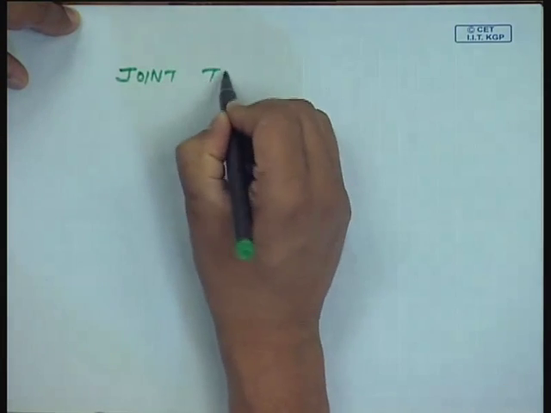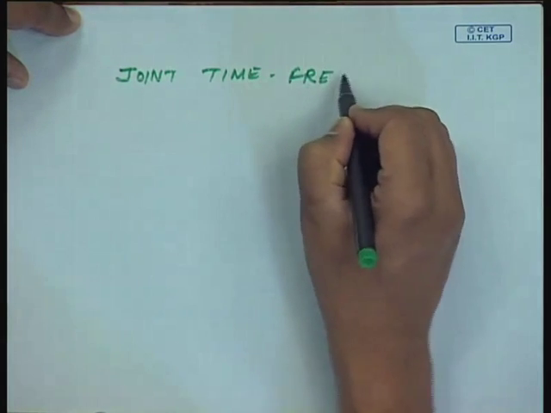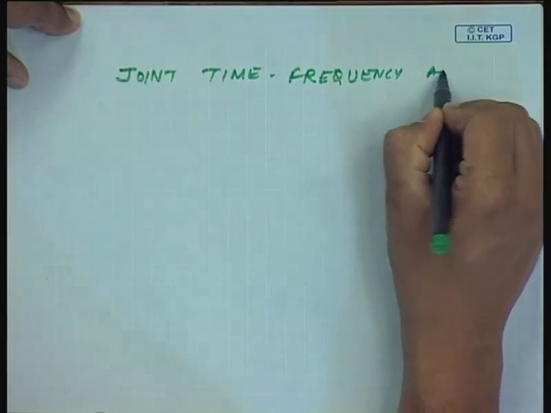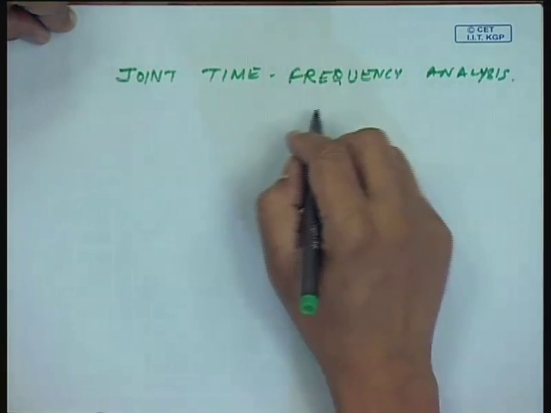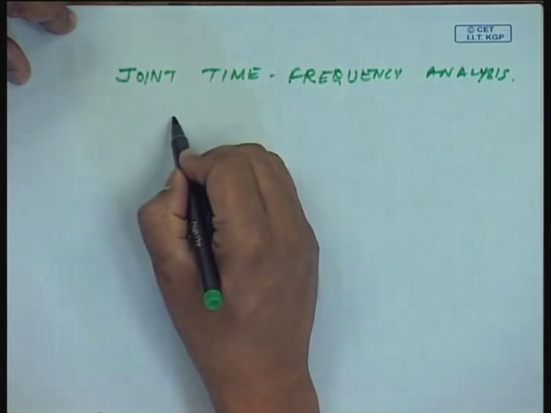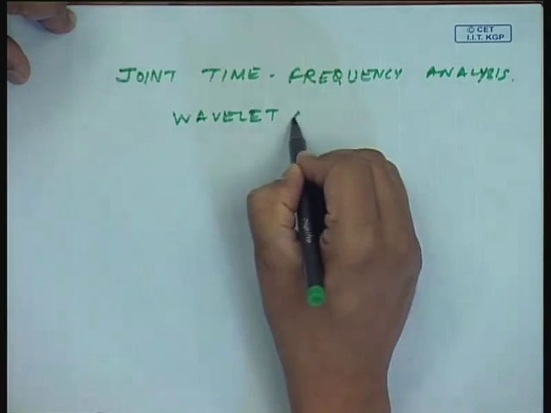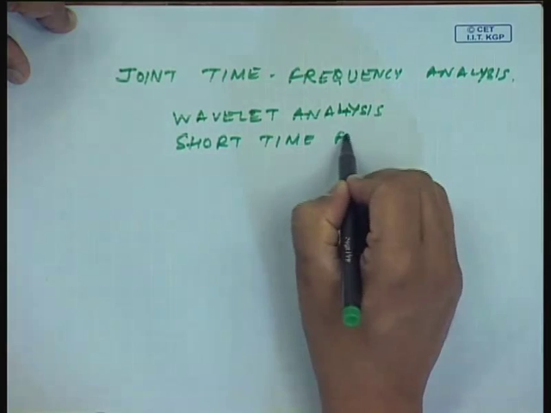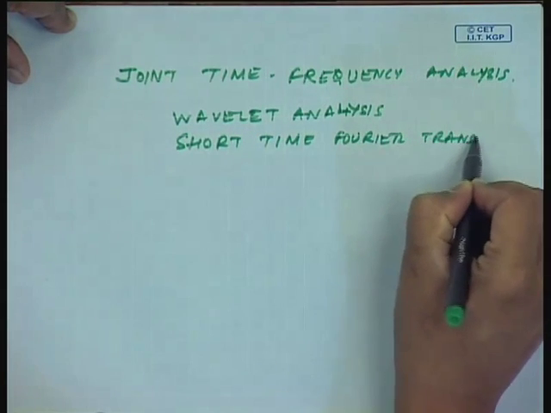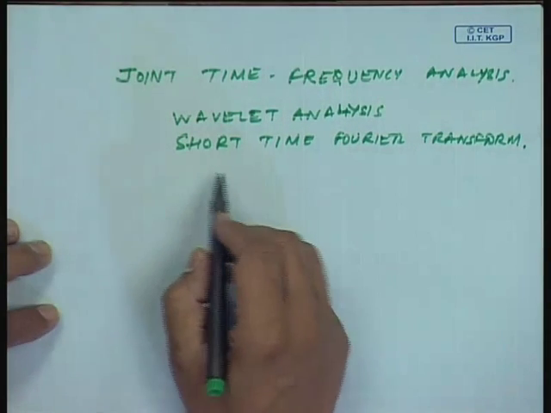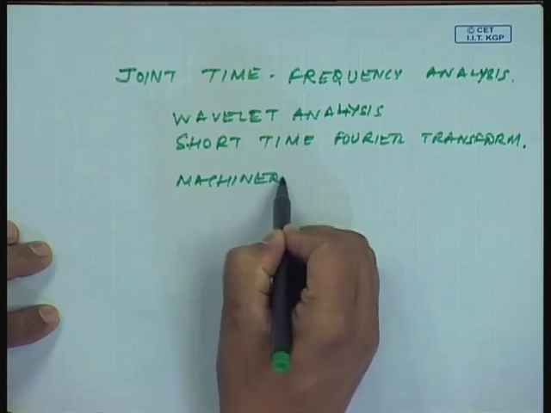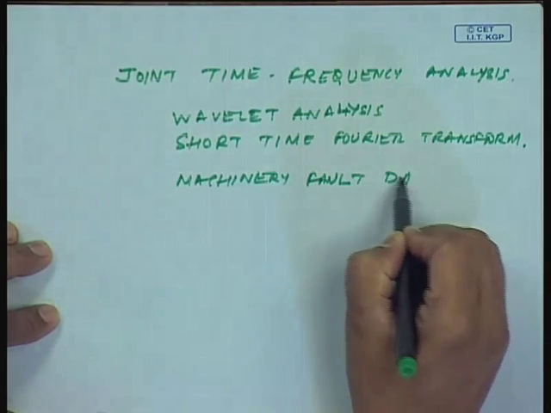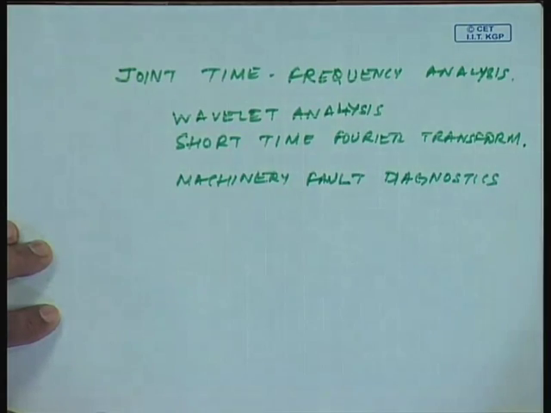But this has given way nowadays to what is known as simultaneous or joint time frequency analysis, and there are a few modern methods of signal processing like wavelet analysis and short time Fourier transform, which are nowadays used in machinery fault diagnostics, particularly for non-stationary signals.